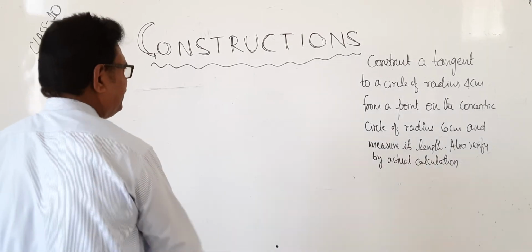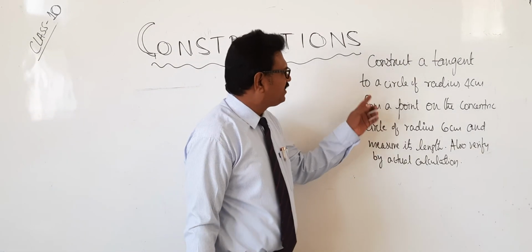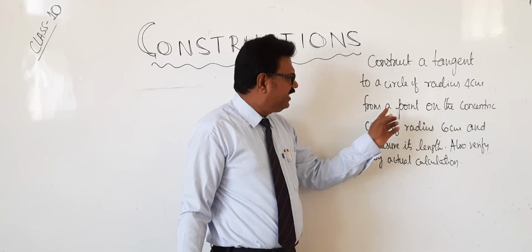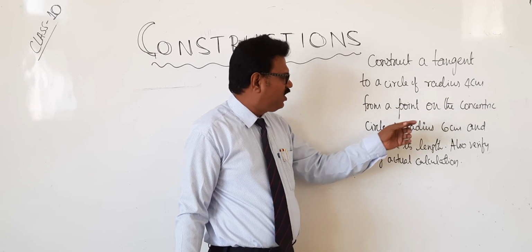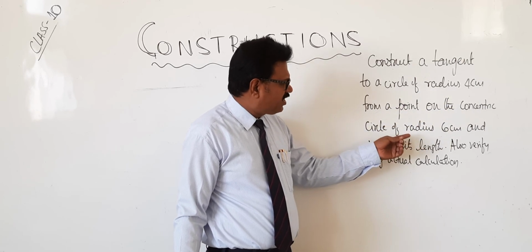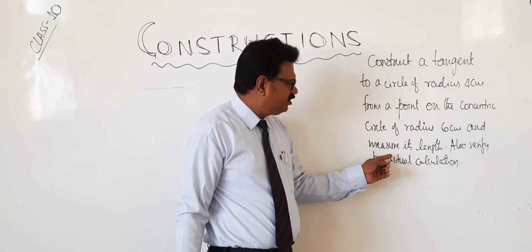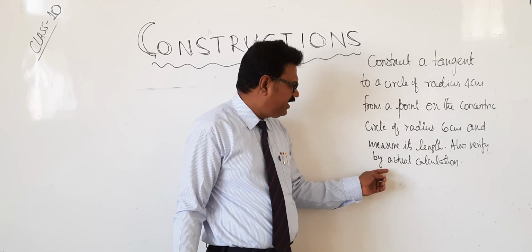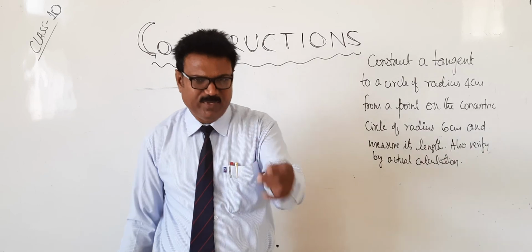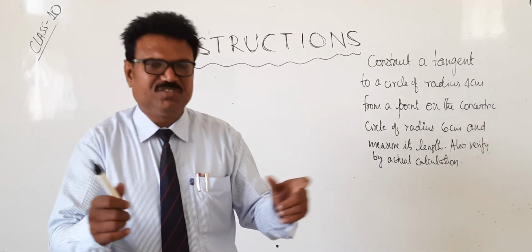Yes. Ready for the second problem? Construct a tangent to a circle of radius 4 cm from a point on the concentric circle of radius 6 cm and measure its length, also verified by actual calculation. Yes, be ready with it. Take first compass.